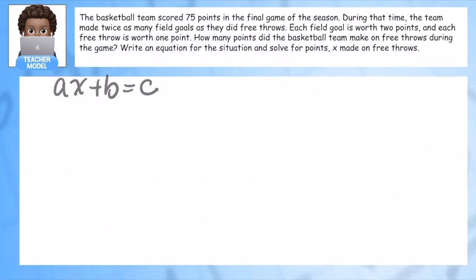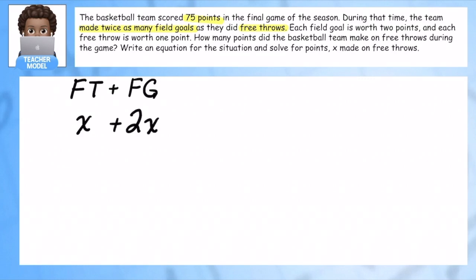I'm going to read through this problem with you and then help set this up. A basketball team scores 75 points in the final game of the season. During that time, the team made twice as many field goals as free throws. Let's think about basketball for a second. There are free throws, and there are field goals. They made twice as many field goals as free throws, so if the free throws is x, they made 2x in the field goals.